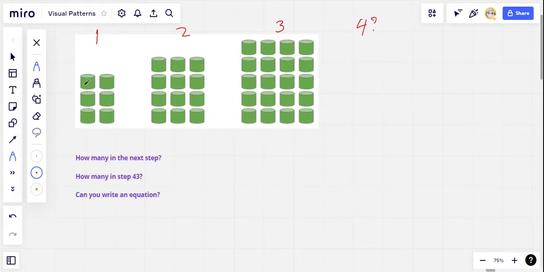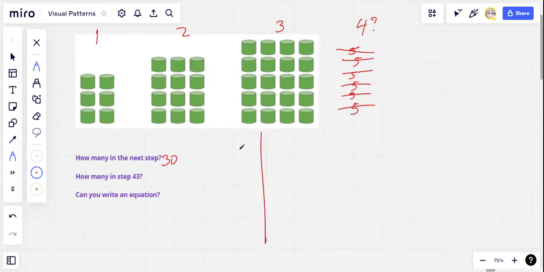What I'm noticing is that there are an increasing number of rows, right? So we have 3 rows and then 4 rows and then 5 rows. So I'm guessing there are going to be 6 rows here in step 4. And then the rows themselves, they increase by 1 every time. So this is 3 rows of 2 and then 4 rows of 3 and then 5 rows of 4. So these must be 6 rows of 5. So 6 times 5 would be 30. So I think there are going to be 30 in the next step.